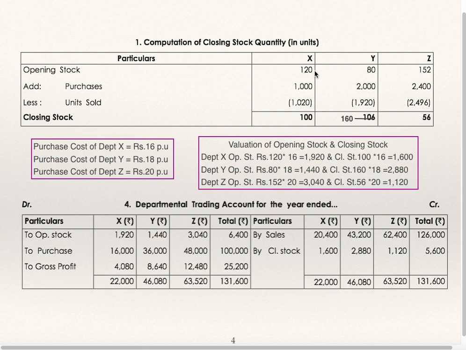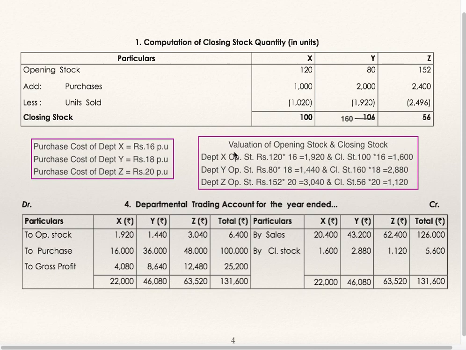Now for this opening stock and closing stock we will be using the purchase cost per unit rate. Valuation of opening stock: Department X 120 into 16, Department Y 80 into 18, Department Z 152 into 20. Valuation of closing stock: Department X 100 into 16, Department Y 160 into 18 and Department Z 56 into 20.